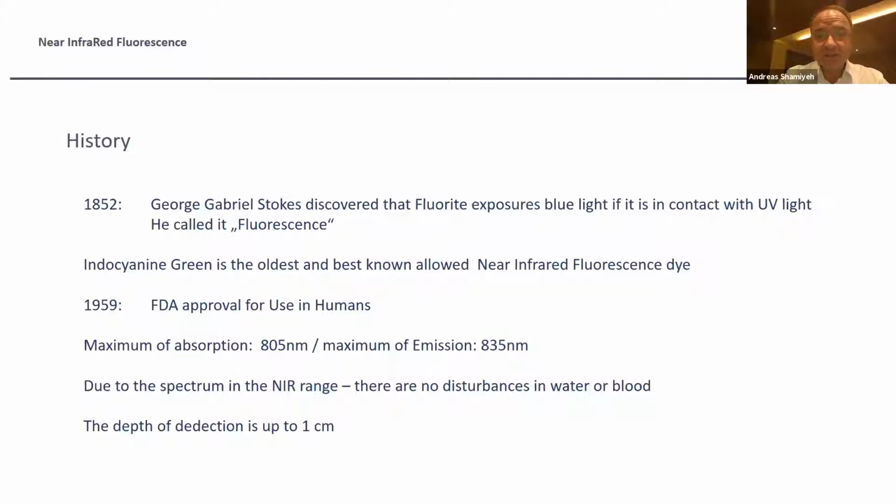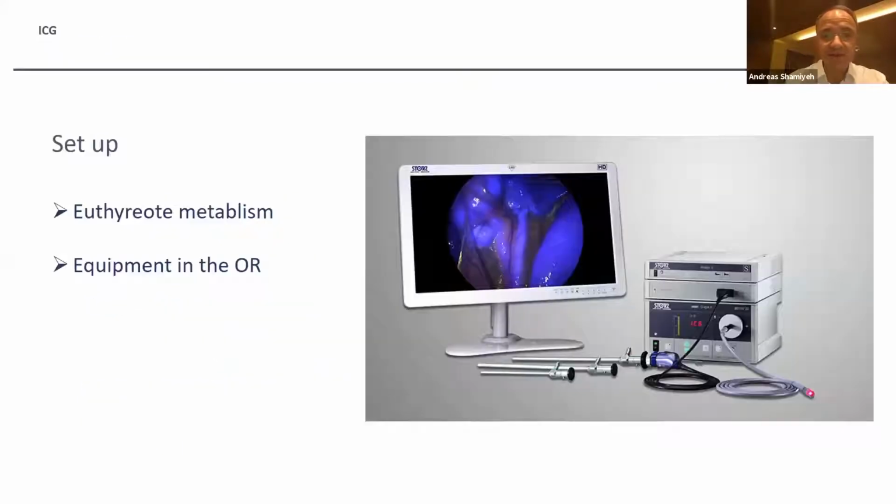It is the oldest and best known fluorescence dye working with near infrared. And as Colin said, the FDA approval was in 1959. Due to a very special maximum of nanometer of emission and absorption, there is no disturbance with blood and water, so you can easily use it in the abdominal cavity with the blood, and it gives you the best results. The depth of detection is up to 1 centimeter, so usually the complete thickness of the bowel wall will be demonstrated with good or bad blood supply.